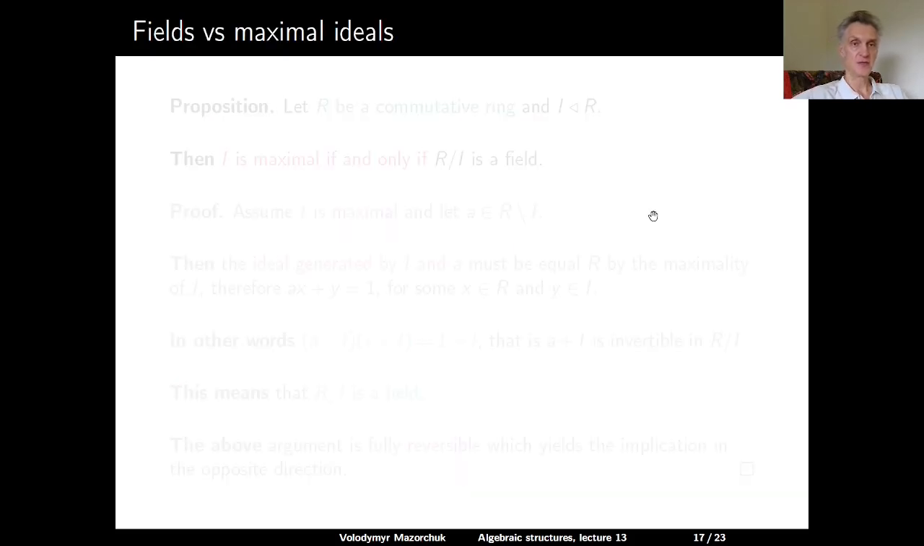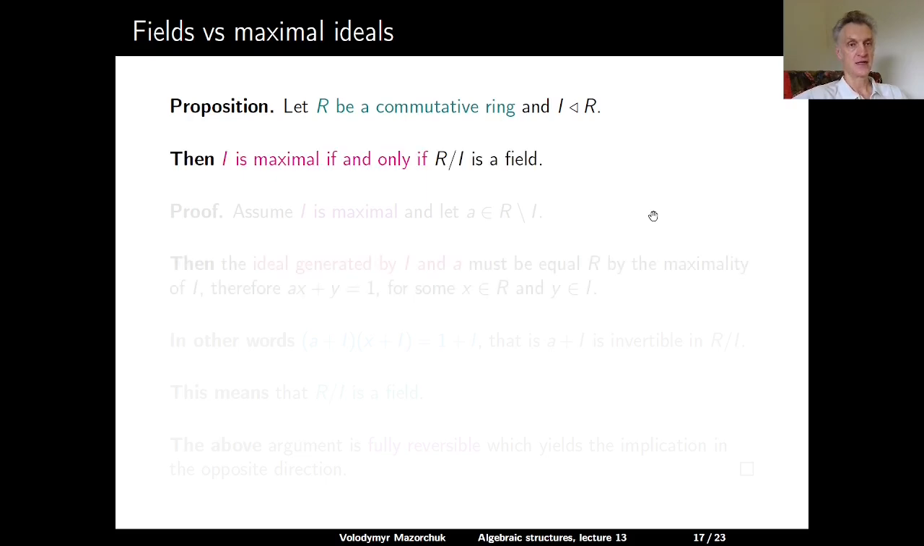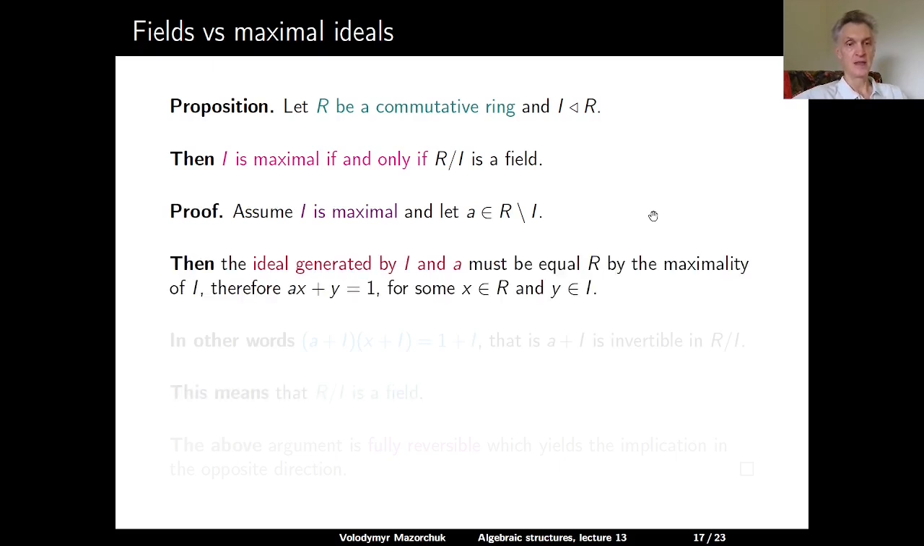And here is a connection between maximal ideals and fields. Proposition: let R be a commutative ring and I an ideal in R. Then I is maximal if and only if the quotient of R modulo I is a field. Proof: assume that I is maximal and let A be an element in R which is not in I. Then the ideal generated by I and this A must be equal to R by the maximality of I, because it contains I and is different from I.